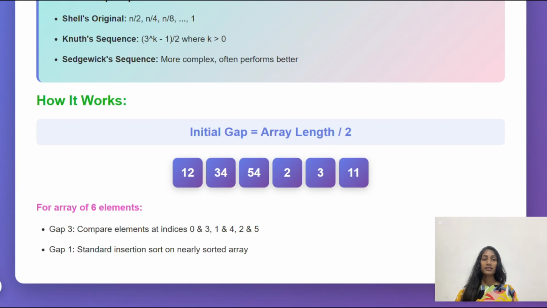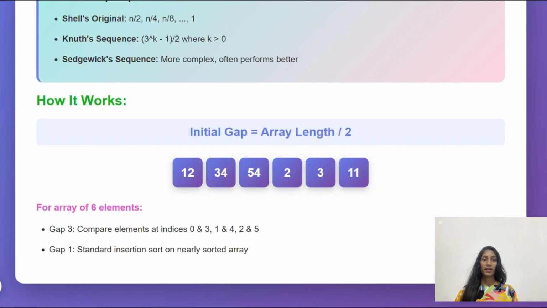Compare index 1 and 4: 34 and 3. 34 is bigger than 3, so we swap them. Now the array becomes 2, 3, 54, 12, 34, and 11. Compare index 2 and 5, which means 54 and 11. 54 is bigger than 11, so we swap them. The array is now 2, 3, 11, 12, 34, 54.